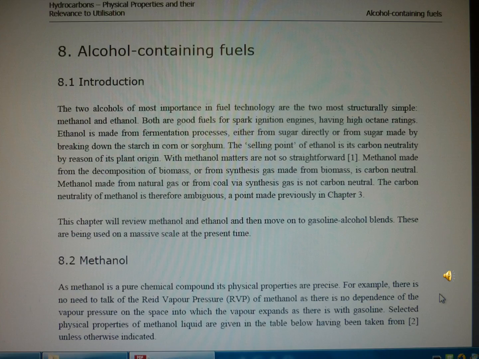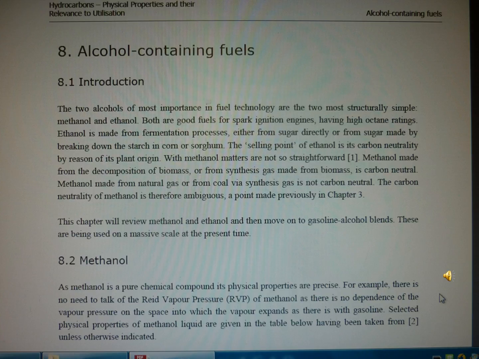They have high octane ratings. Ethanol is made from a fermentation process, either from sugar directly, or from sugar made by breaking down starch in corn or sorghum. The selling point of ethanol is carbon neutrality by reason of its plant origin.